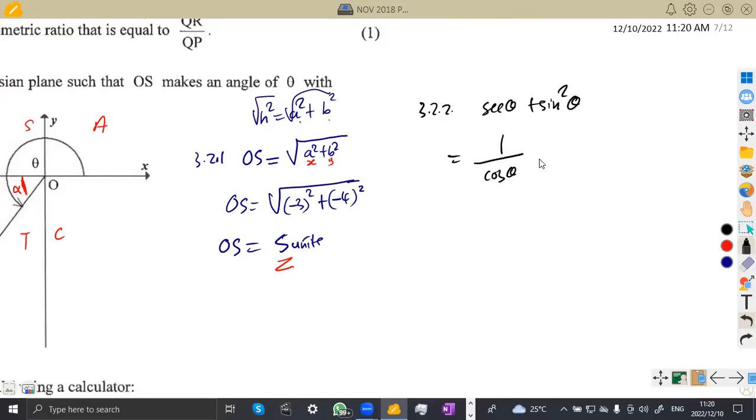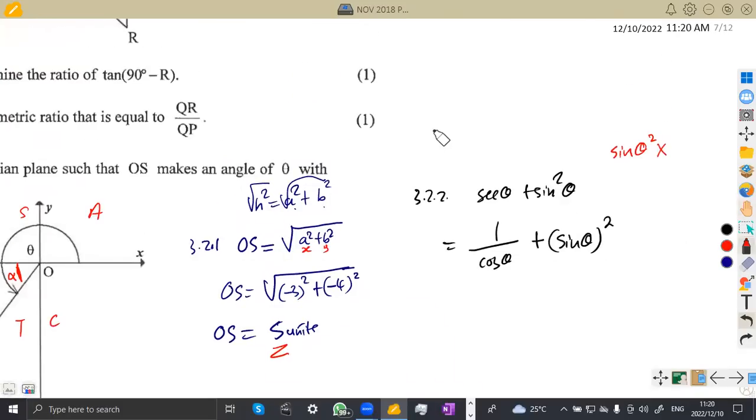So it's like 1 over cos theta plus sine squared theta, which can be written as (sine theta) squared. Take note, it's not sine theta squared like that. This is wrong. It's sine theta in brackets, then you square everything. What you simply need is to take from our SOH CAH TOA that we had from that part. You can even rewrite it down here. So this is SOH CAH TOA here.